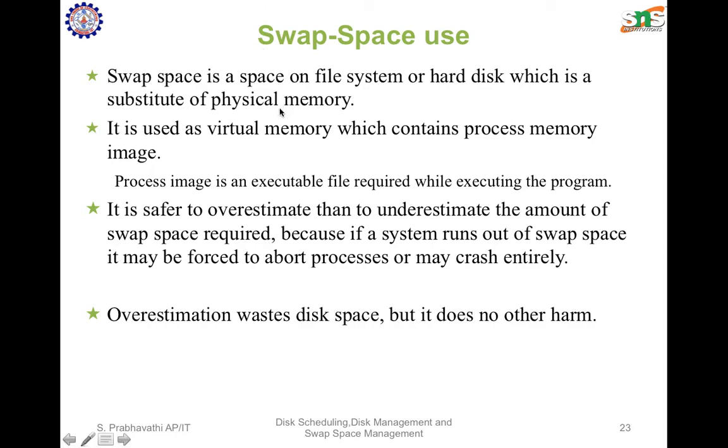Swap space is a space that is in the file system or in the hard disk. So okay, that has some amount of space. We need to always overestimate the space of the swap space when compared to our process size. Okay, we should not underestimate. When we underestimate the swap space size, then our program might not run. It will be aborted in between or may crash entirely. So it is always safer to overestimate the swap space either in the file system or in the hard disk. Though the overestimation wastes some disk space, it won't harm our program.